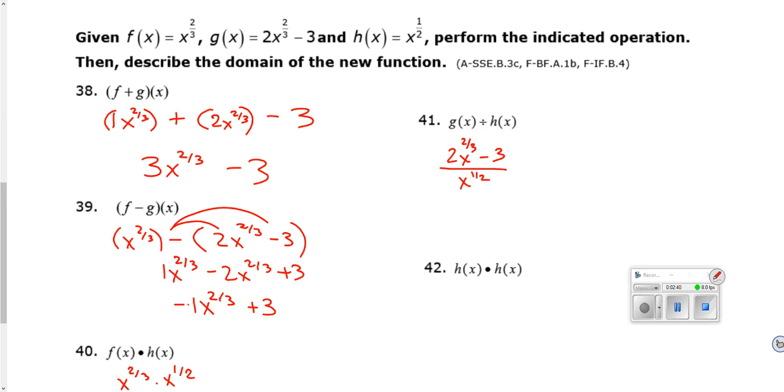When we do division, we don't actually really divide them. We just kind of leave them there. That's the answer. H of x times h of x. So I have x to the 1/2 times x to the 1/2. So we just add the two exponents and we get x to the 1. 1/2 plus 1/2 is 1. So you could just put x even.